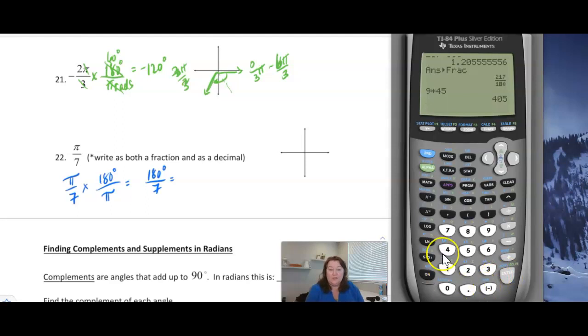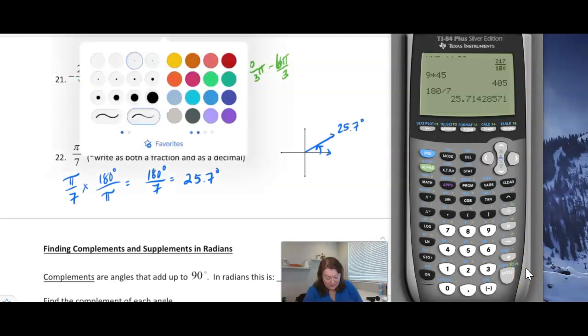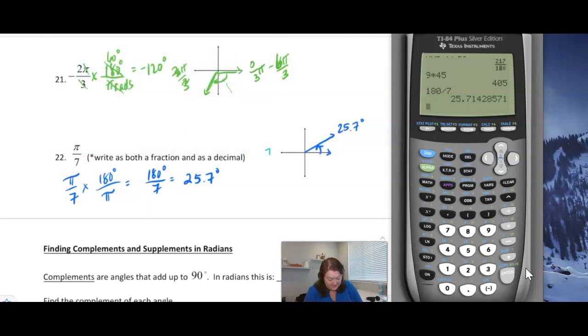And then if I wanted to do it as a decimal, I would take my calculator and do 180 divided by 7 is about 25.7 degrees. So 25.7 is still in the first quadrant. And we just say it's 25.7 degrees. Cool. Pi over 7 would have required me to try to divide this top part into 7 equal pieces. So 1, 2, 3, 4, 5, something like that.